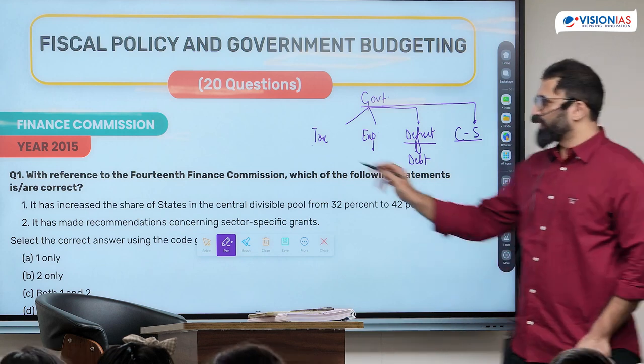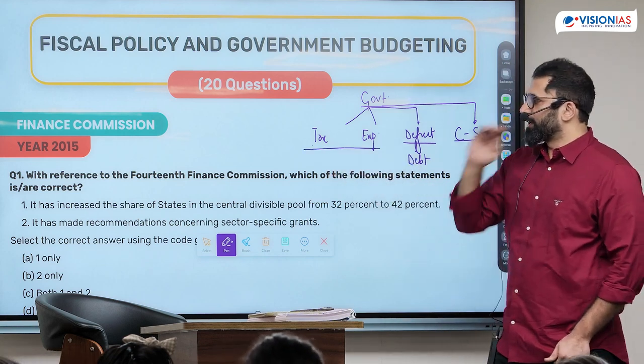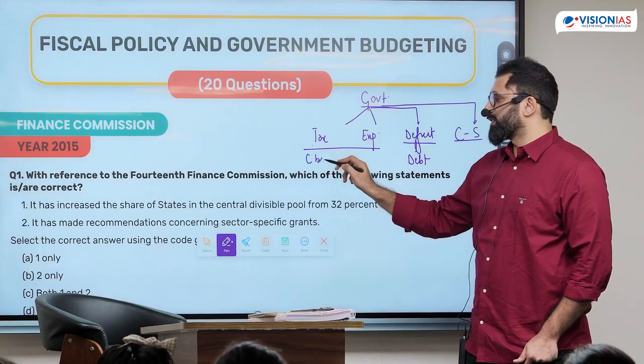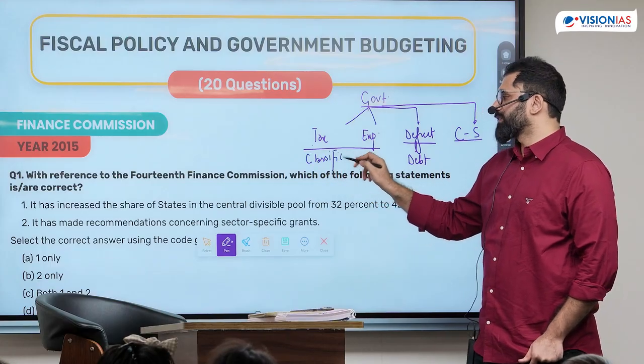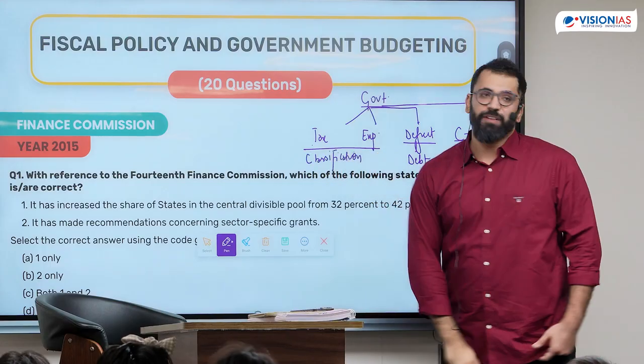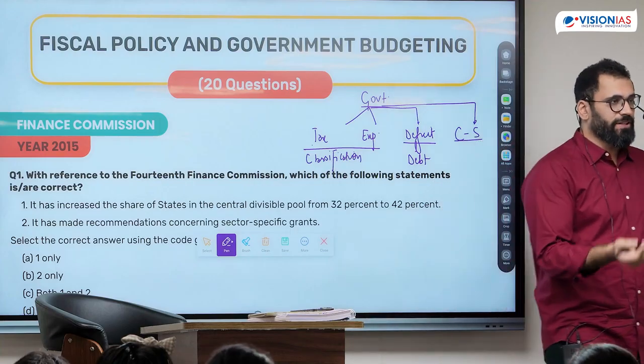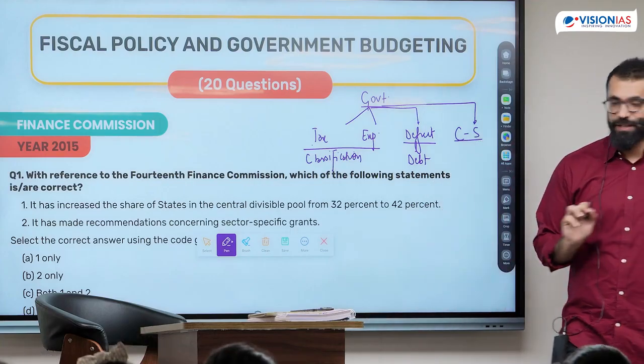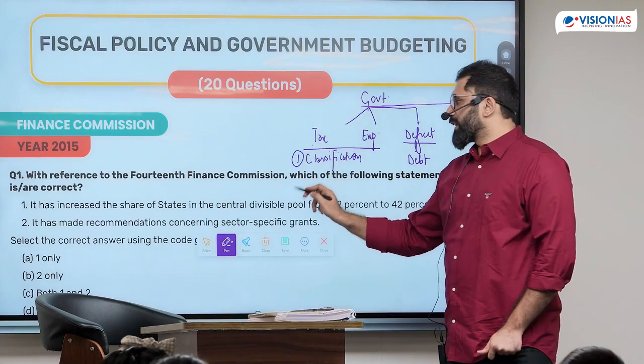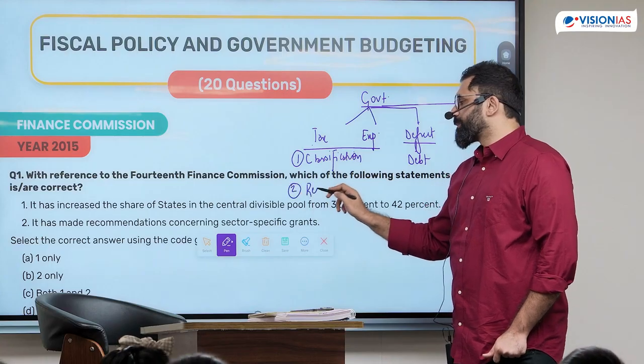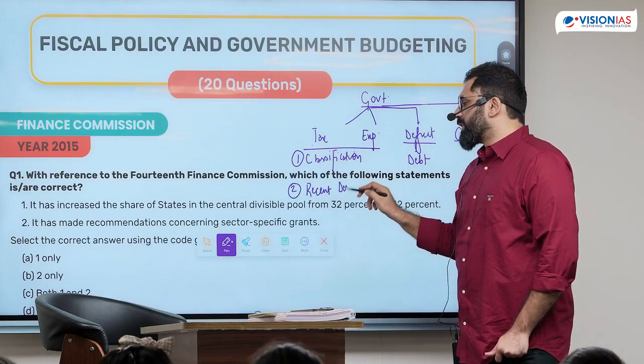Now what type of questions come? For tax and expenditure, classification of tax, classification of expenditure. What is revenue, what is capital expenditure, revenue expenditure, all types of such classifications. The second type of question that comes on tax or expenditure is recent developments.